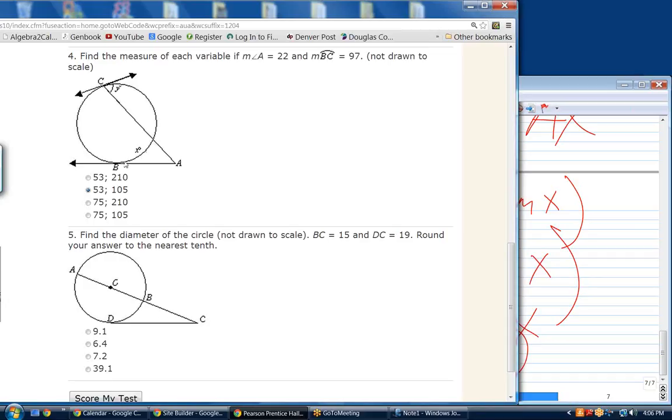Well, we just solved. They gave us CB as 97. We just solved X for 53. That makes 150. That means this arc from here to here is 210. That means that angle is half of that arc, so it's definitely 105.